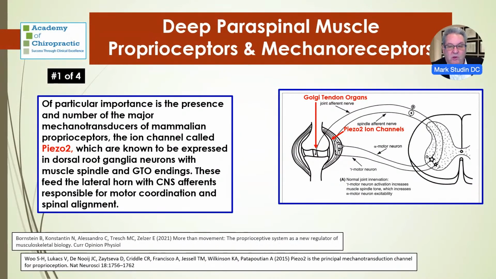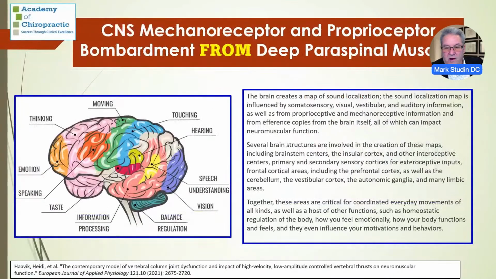So again, we talk about the level of the deep paraspinal muscles. You have the Golgi tendon organs and the Piezo2 ion channels. Where are they feeding? They're feeding the brain. It goes up to brain mapping, folks. The brain creates a map of surrounding localization. The sound localization map is influenced by somatosensory, vestibular, visual and auditory information, as well as proprioception and mechanoreceptive information, and efference copies from the brain itself, all of which can impact neuromuscular function.